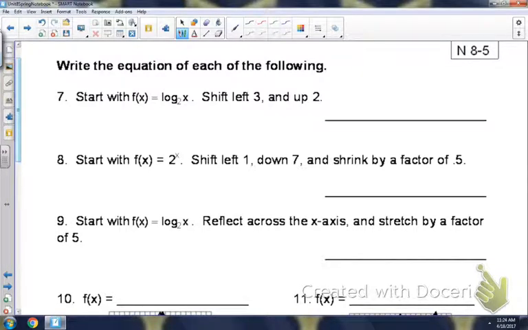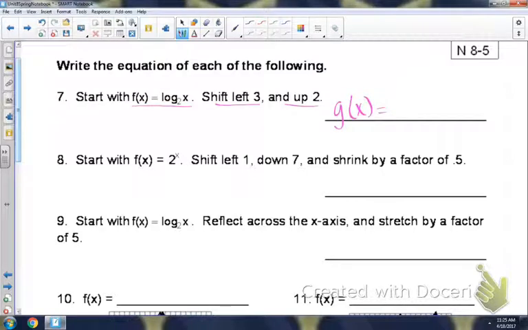We're going to write the equation of each of the following. So make sure that you're paying close attention to what type of function you're starting with. We're starting with a log function. Our log parent function is log base 2 of x. That base should never change. We're going to shift to the left 3 and up 2. Make sure you're writing either f of x or g of x equals function notation.